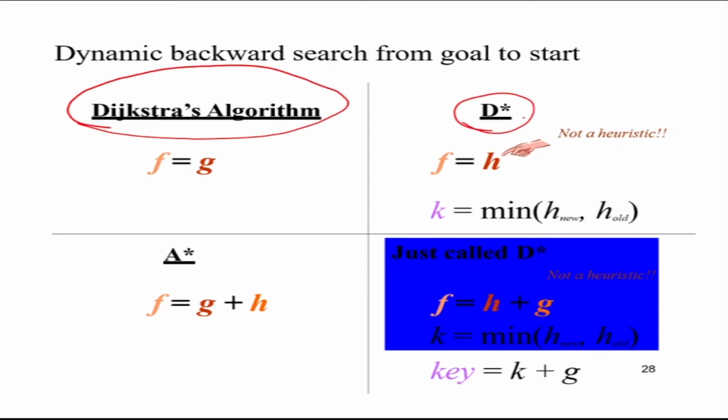Okay, and this is A star. So these are the comparisons between Dijkstra's algorithm, A star, and D star. Now what we'll look at next is trajectory planning, trajectory planning for a serial arm.